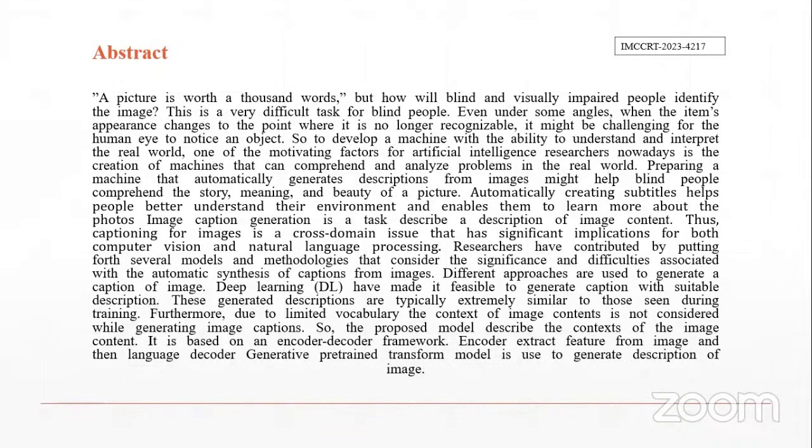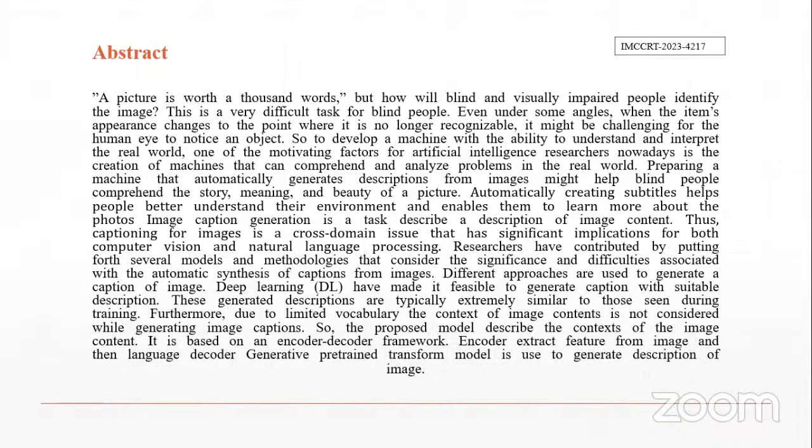So developing a machine with the ability to understand and interpret the real world is one of the motivating factors for artificial intelligence researchers nowadays, in the creation of machines that can comprehend and analyze problems in the real world. Preparing a machine that automatically generates descriptions from images might help blind people perceive their surrounding environment. Automatically creating captions or subtitles helps people better understand their environment and enables them to learn more about photos or pictures.